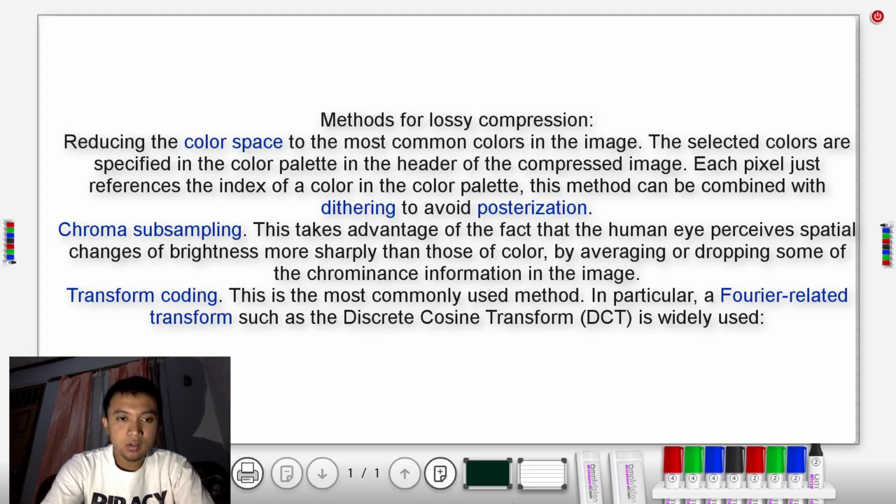And second, chroma subsampling. This takes advantage of the fact that the human eye perceives spatial changes of brightness more sharply than those of color, by averaging or dropping some of the chrominance information in the image. And the third, transform coding. This is the most commonly used method. In particular, a Fourier-related transform such as the discrete cosine transform, or DCT, is widely used.